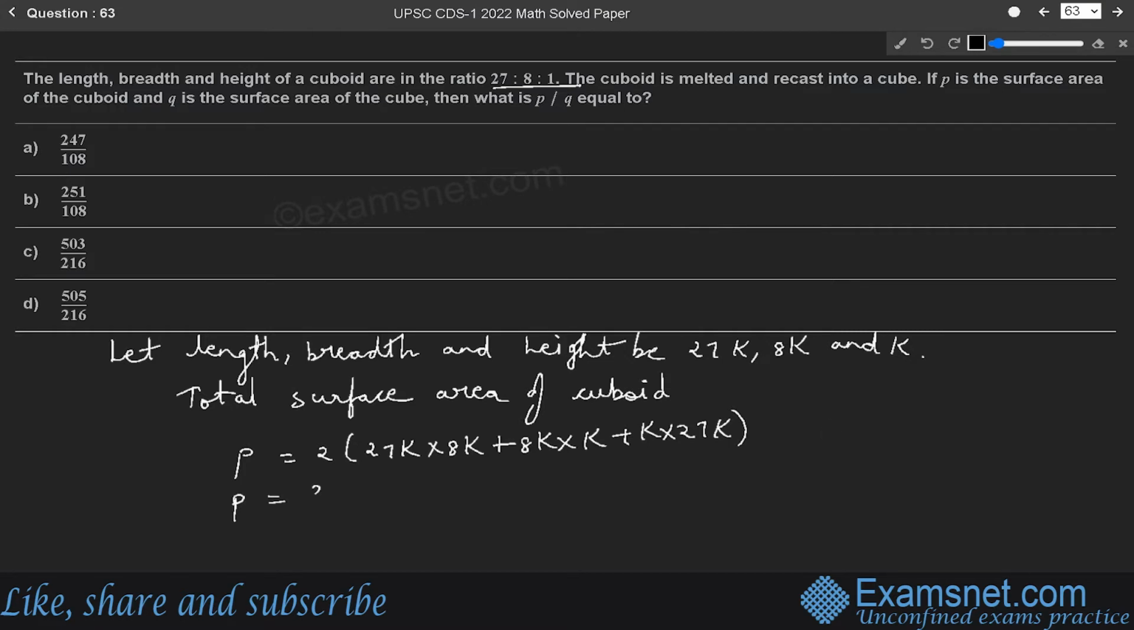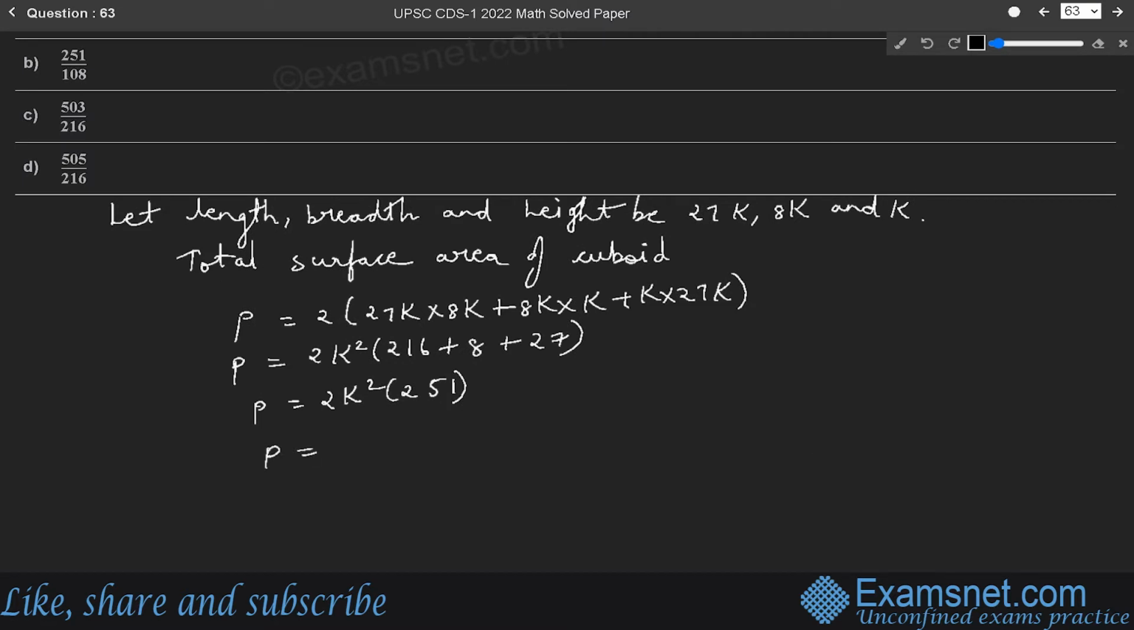So on further solving, P is equal to 2K square into 216 plus 8 plus 27. So P will be equal to 2K square into 251. So further solving, P will be equal to 502K square. So this is the equation which is formed by the total surface area of the cuboid. Now the cuboid is melted and recast into a cube of side A. It is given in the question that it is melted and recast into a cube of side A. So let us find the volume of cuboid.